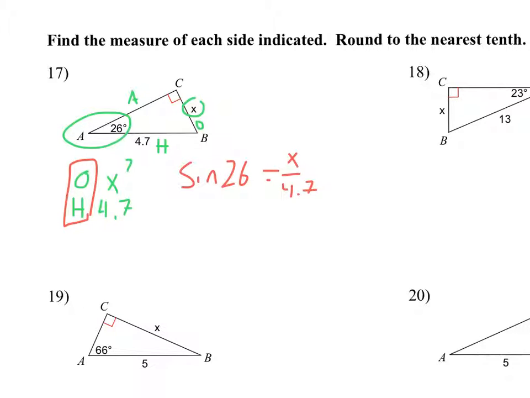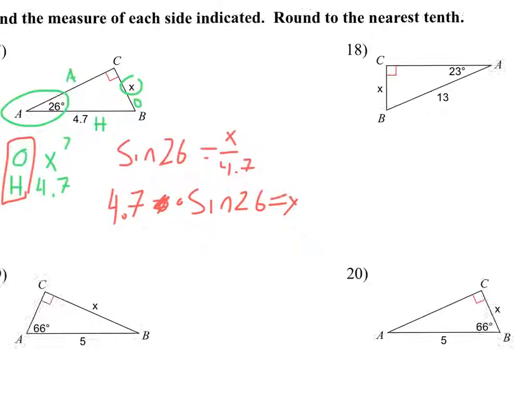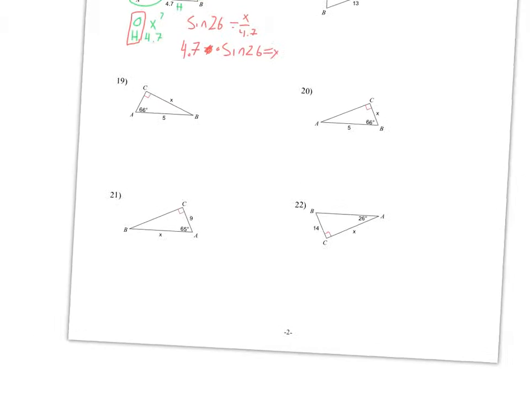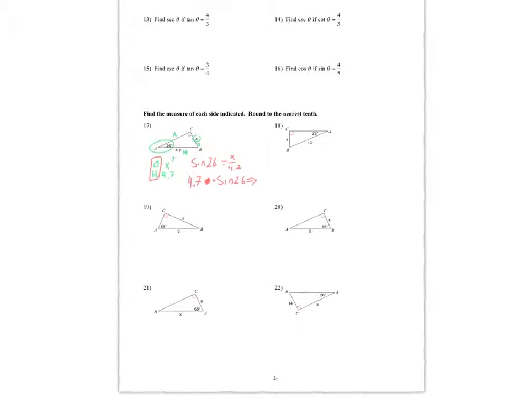We are going to finish this up by multiplying by 4.7 to both sides. And when we do that, I just wrote an equals instead of a times. 4.7 sine 26 is equal to x. If you have a calculator, you can get that as a decimal answer. Otherwise, leave it as is. All right, I'm going to be done with this page.